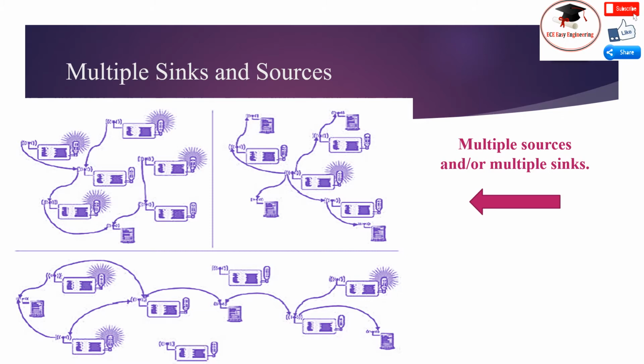Multiple sources and sinks. In many cases, multiple sources and multiple sinks are present. Multiple sources should send information to multiple sinks. Sinks are nothing but the destination nodes. Either all or some of the information has to reach all or some of the sinks or destinations. This is shown in the figure: multiple sources and multiple sinks, as you see.